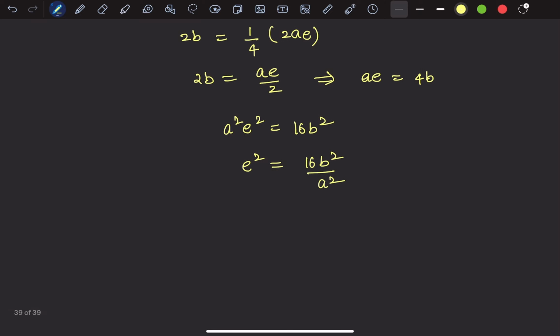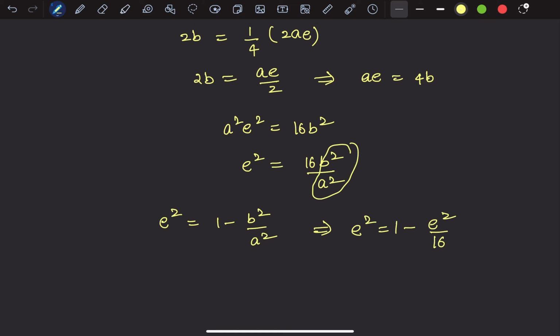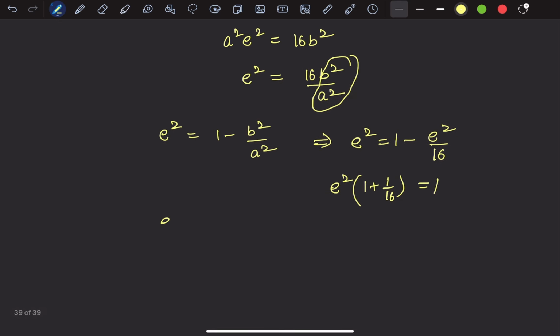So we also know that e square is equal to 1 minus b square upon a square for an ellipse. So from here, b square upon a square is e square by 16. So e square into (1 plus 1 by 16) is equal to 1. So this gives us e square is equal to 16 upon 17. So e is equal to 4 upon root 17. So this is the easiest question on the question paper.